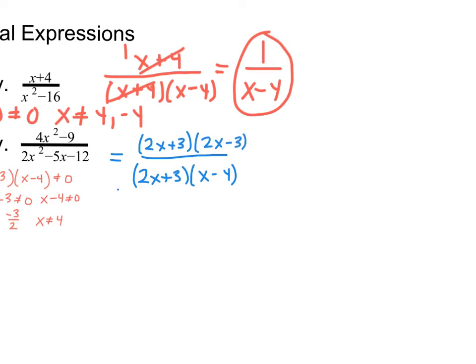Then we check again, are there any common factors? Yes, 2x plus 3, 2x plus 3. And we are left with then 2x minus 3 over x minus 4.